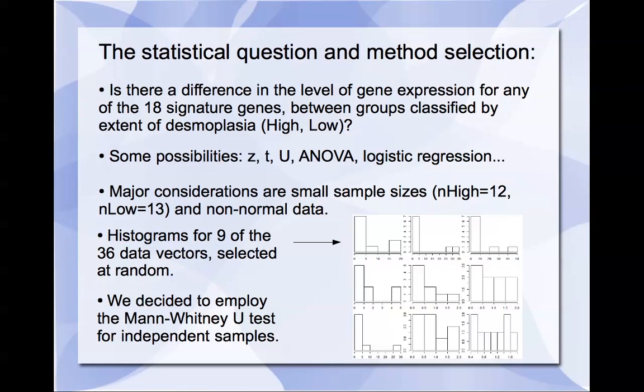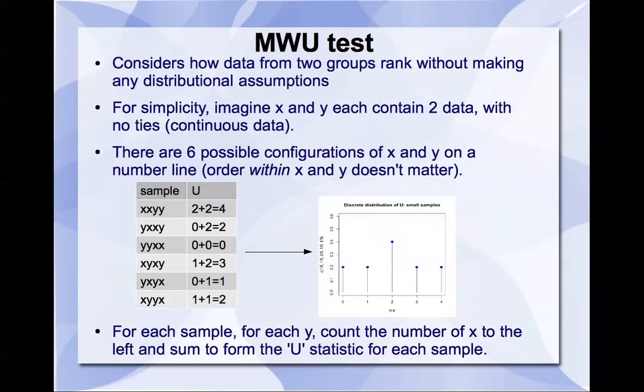For this reason, we decided to employ the Mann-Whitney U-test for independent samples. This is a non-parametric technique, and it's pretty cool. I'm going to explain how it works now. The Mann-Whitney U-test considers how data from two groups rank without making any distributional assumptions. Let's imagine you have two data vectors, x and y, each containing two data, and there are no ties. It's continuous data. So there are 6 possible configurations of x and y on a number line.